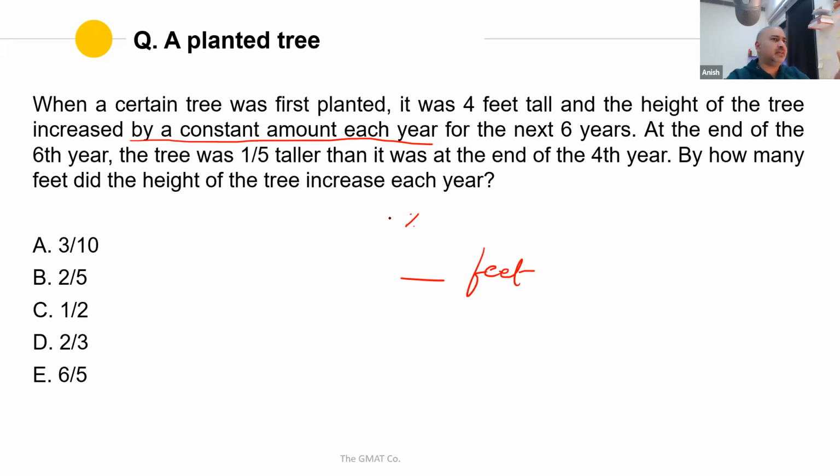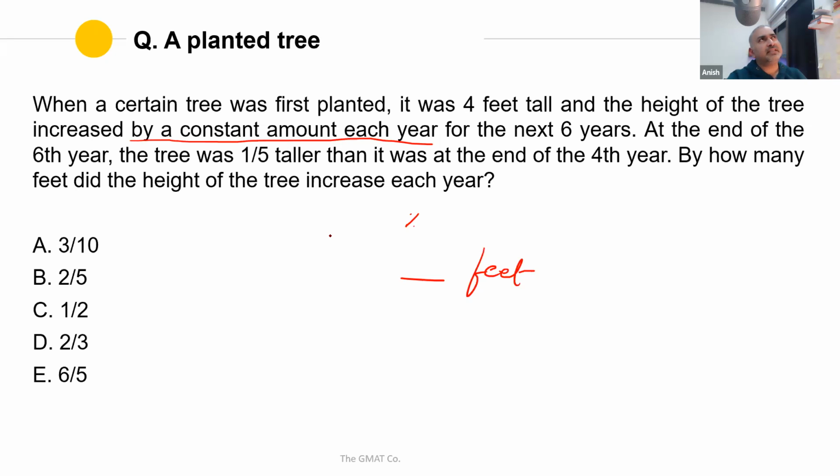Yeah. So let's say in one year the growth was 2 feet. So every year the growth was 2 feet. It's not percentage. Initially there's a height of the tree, 4 feet, and then there's an increment happening every year for 6 years. At the end of the 6th year, the tree was 1/5 taller than it was at the end of the 4th year.